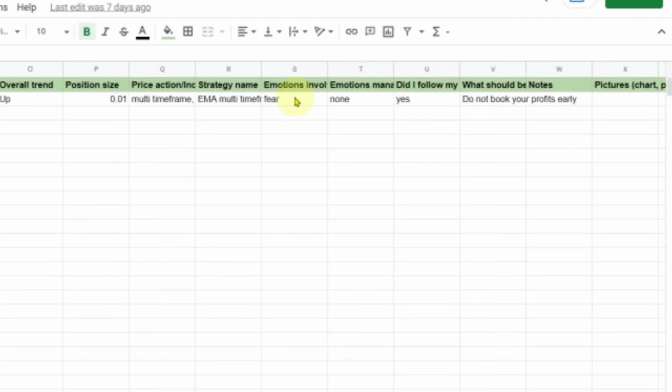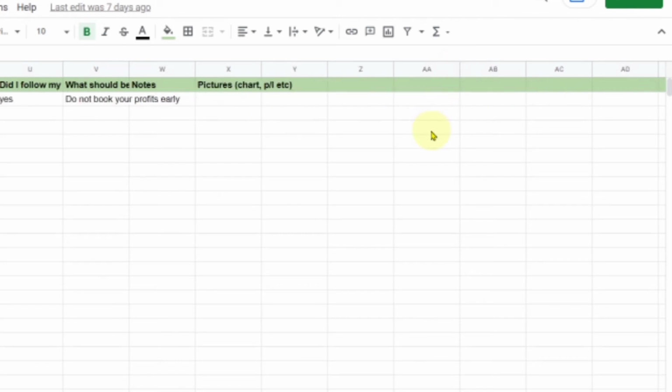Then emotions involved. So have this journal during the trade so that you can write down all the emotions involved during the trade. And you can also write down the emotions which you have managed to reduce. Then you can do self-analysis. Just ask the questions like, did I follow my rules and all those things? It's not mandatory. And what should be my improvement and all those details.